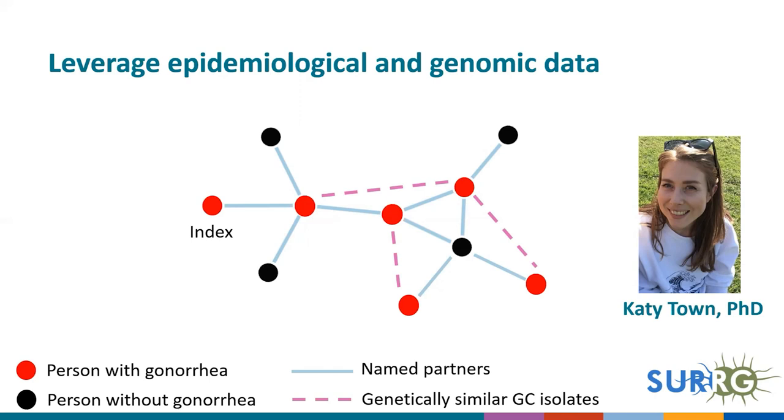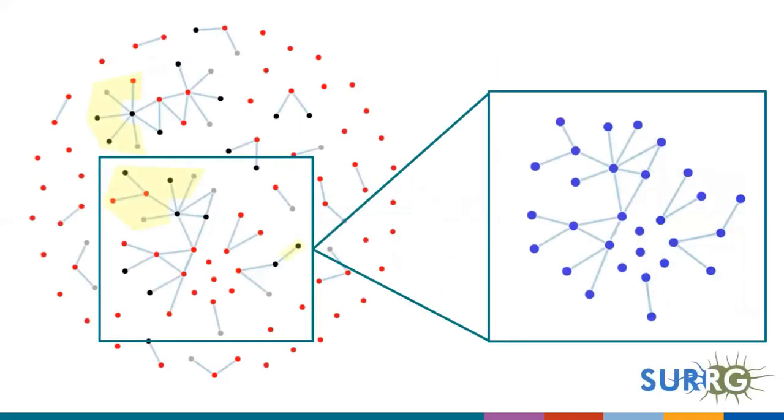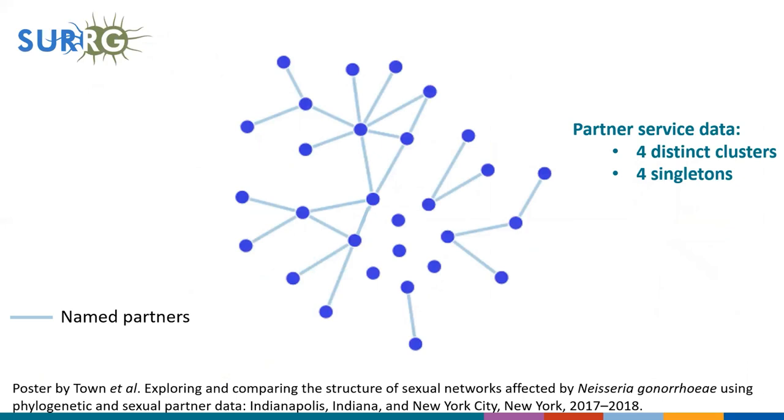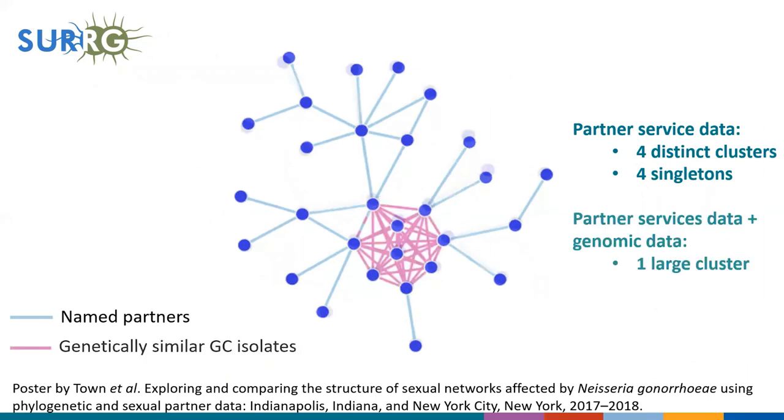So we'll move through an example. Here's the same network from a Surge jurisdiction that we saw previously. We're going to zoom in and focus on the clusters in blue on the right. When we examine only partner services data, we see that there are four distinct clusters and four singletons, or people who did not name partners. When we examine genetic similarity of isolates from persons with gonorrhea, we see that many isolates are genetically similar, indicated by the lines in pink.